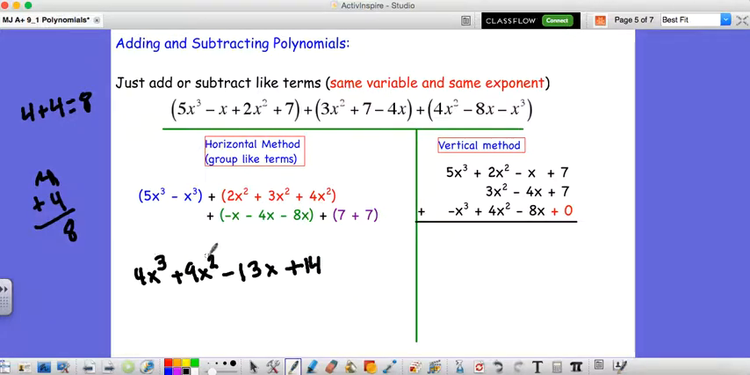So notice once we're here, we can't do any more adding. You cannot add 9x squared plus 4x cubed. It's going to be tempting, but you can only add things that are like termed.